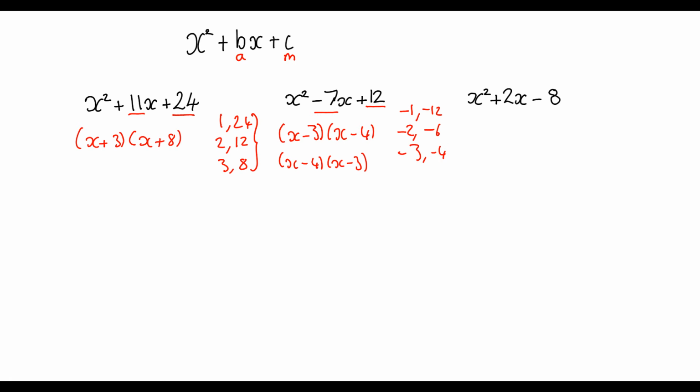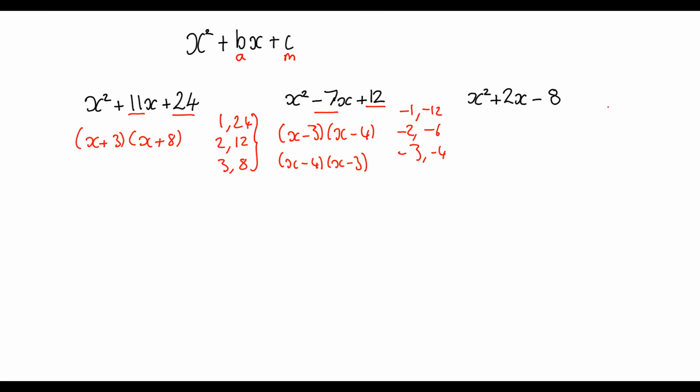Now let's look at the last one. Here I've got two things that multiply together to give me minus 8. Well, the signs must be different because it's when you multiply things with different signs together that you get a negative answer. When I add them together I get positive 2. Well, if I add them together I get a positive answer. That means that the bigger number must be positive.